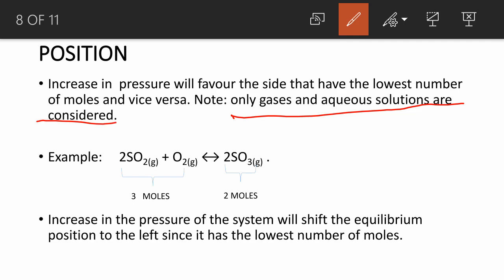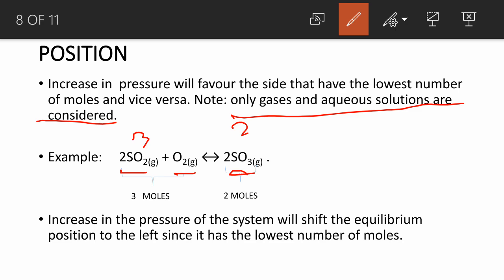Now look at a very good example, 2SO2 combining with O2, giving us 2SO3. Whenever I want to find out how pressure affects the equilibrium position, all I do is add the number of moles. The number of moles of SO2 here is 2. The number of moles of oxygen here is 1, making it all together 3 moles. But coming to the right-hand side, which is the product side, the number of moles of SO3 is just 2. So the right-hand side has just 2 moles, but the left-hand side has 3 moles.